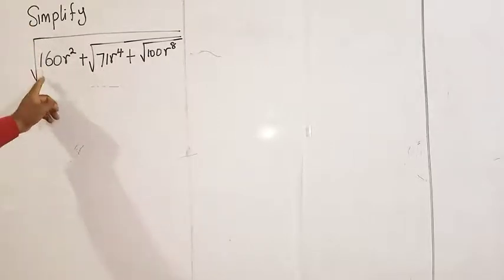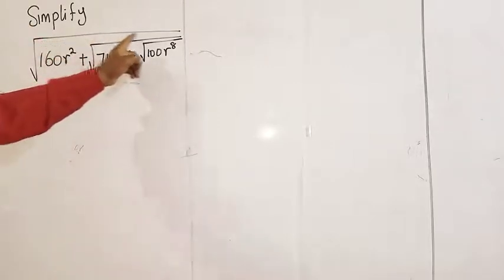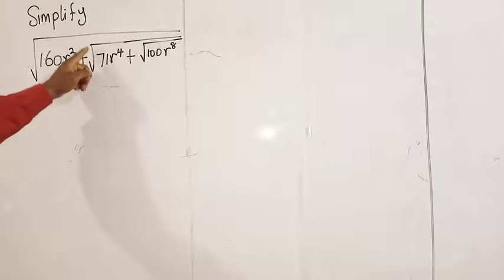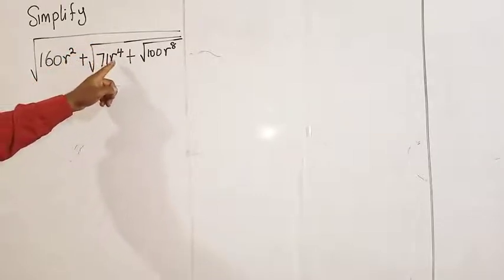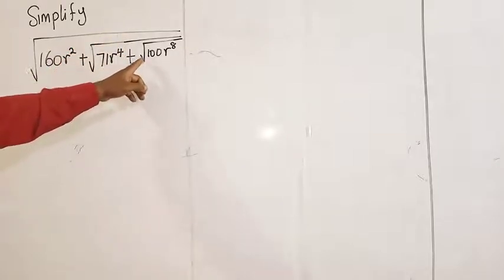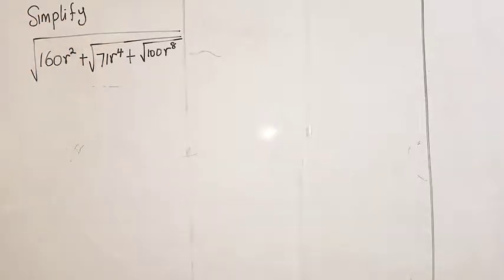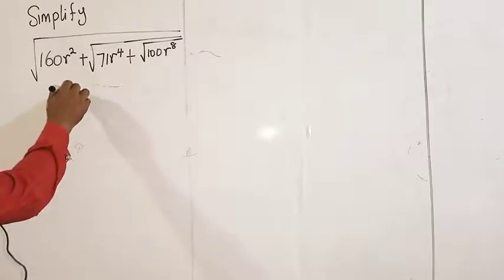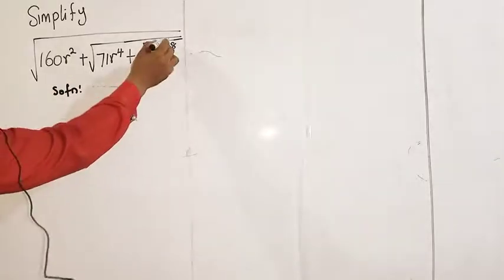You have to simplify the square root of 160r squared plus the square root of 71r to the power 4, plus the square root of 100r raised to the power 8. I am going to start from this last part.